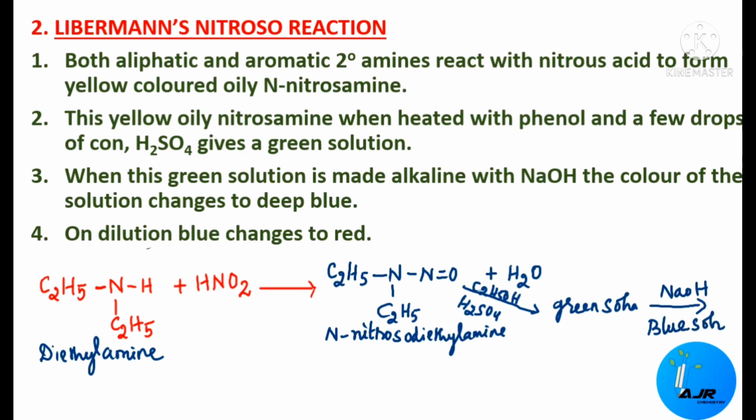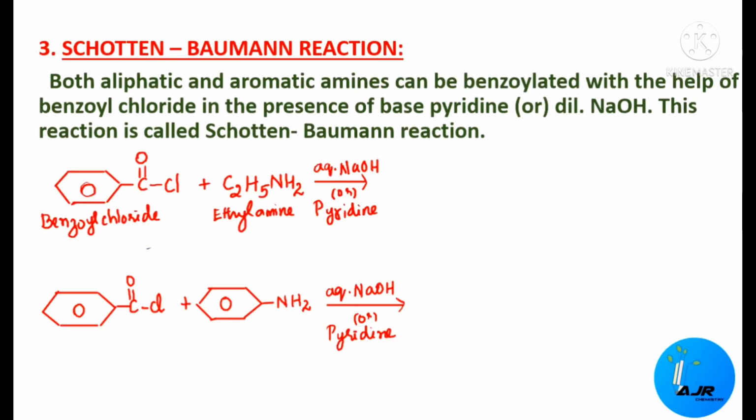Understood? And when this deep blue colored solution is diluted, it changes to red color. This blue solution gets converted to a red colored solution. Understood, students? So this is Liebermann's nitroso test, and this test will be answered only by the secondary amines, aliphatic as well. Okay, next we shall see the next reaction, the Schotten-Baumann reaction.